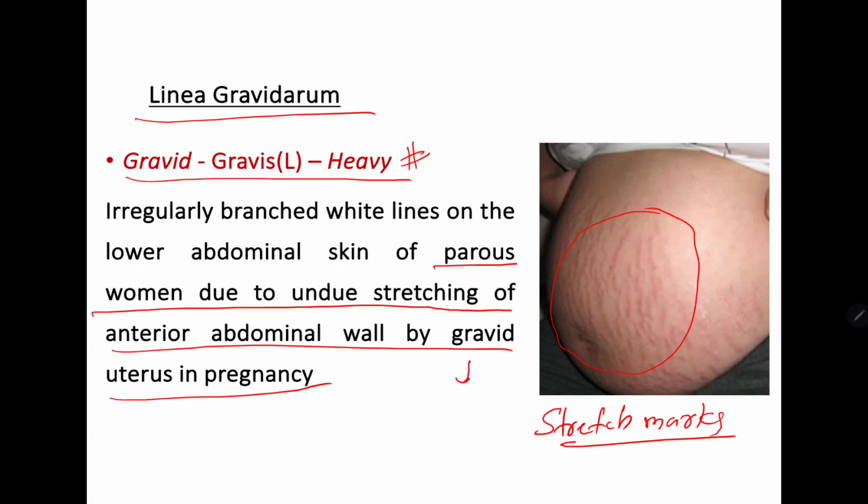Gravid means heavy. During pregnancy, the heavy uterus produces more pressure on the anterior abdominal wall, so there is stretching of the skin. The stretching of these collagen fibers produces stretch marks. These stretch marks produced by the heavy uterus during pregnancy or in multiparous women are known as linea gravidarum. It is normally asked in examinations as a 2 marks question: linea gravidarum.